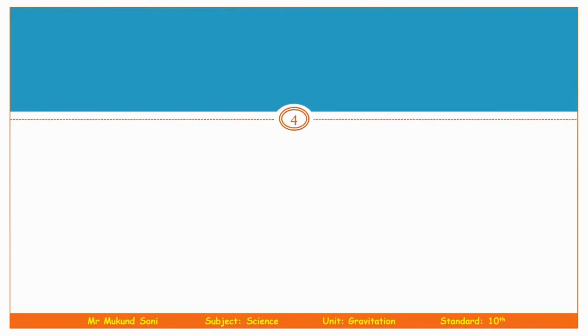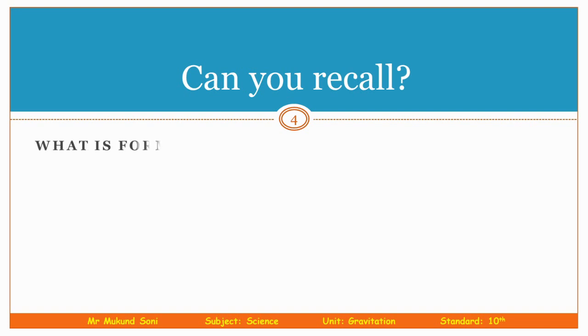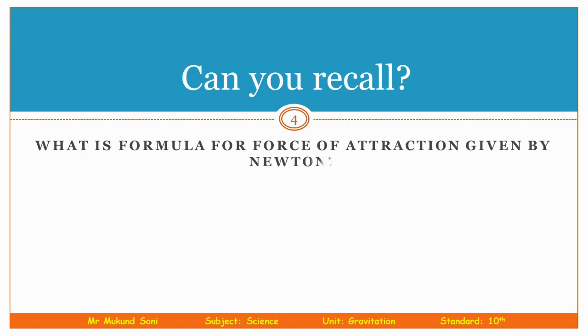Now, let us try again. If you did not get the answer from the previous one, try this time. Do you recall? What is the formula for force of attraction given by Newton? He had said the force of attraction between two given masses, right? Think, this is a hint. Correct? Few of you definitely got the answer.